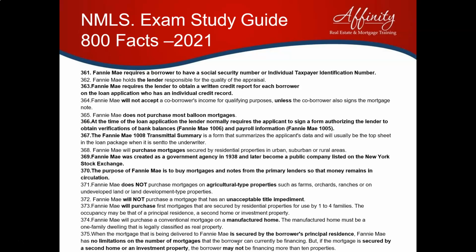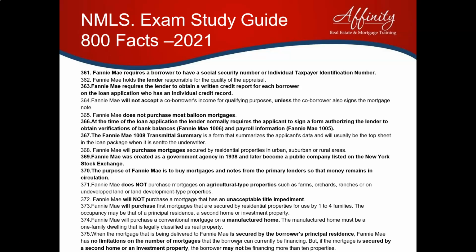Fannie Mae requires a borrower to have a Social Security number or individual taxpayer identification number. Fannie Mae holds the lender responsible for the quality of the appraisal. Fannie Mae requires the lender to obtain a written credit report for each borrower on the loan application who has an individual credit record. Fannie Mae will not accept a co-borrower's income for qualifying purposes unless the co-borrower also signs the mortgage note. Fannie Mae does not purchase most balloon mortgages.